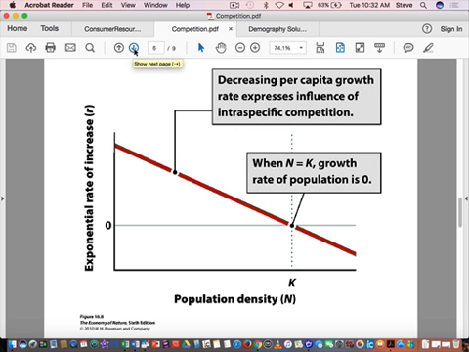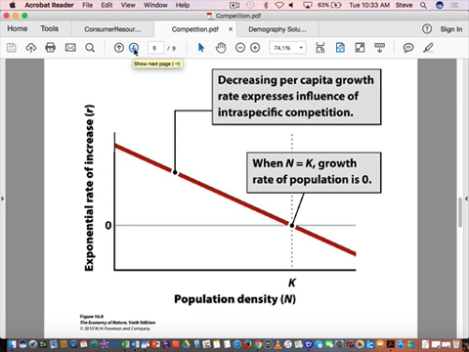So when you're at low density, the exponential rate of increase is really high because there's little competition. There aren't many individuals of the same species competing over the limiting resources. But as the population density goes up, the exponential rate of increase goes down, and eventually when N equals K, the growth rate of the population is 0. So when we reach the carrying capacity, whatever that value is, the population is not changing over time. It's reached a stable value. Okay, so all we're going to do next time is take that equation.